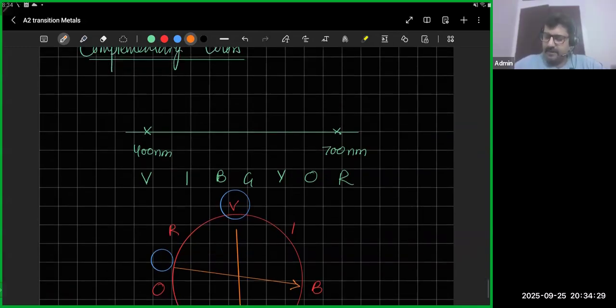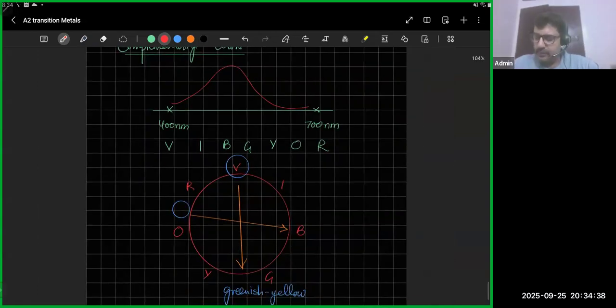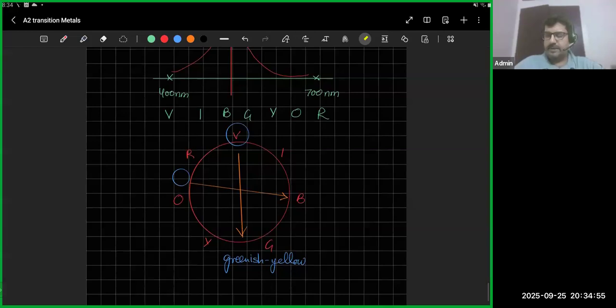So if they make a graph which looks like this, and they tell you that these are the frequencies that it's absorbing, you would notice that the maximum frequency that it's absorbing is the blue one. So if it's absorbing blue, what are you going to get? You're going to get something that's reddish orange. Across the circle, that's what you're going to see. So that's all about colored complexes.